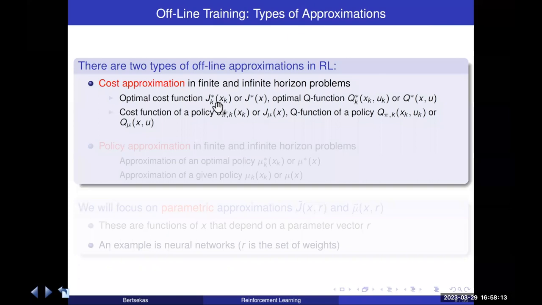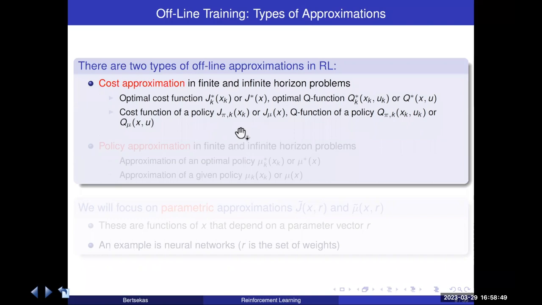That's why in finite horizon problems, rollout is usually better than approximations, because there's less work. There's more work to do in approximations over infinite horizon. Just as we can approximate the optimal cost functions, we may also be interested in approximating the cost function of policies, a finite horizon policy or an infinite horizon policy, or the Q function of a policy, finite horizon or infinite horizon.